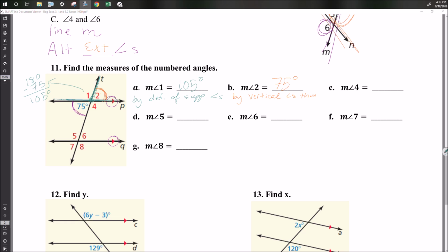Okay. So now, all the other angles in this picture are either 75 degrees or 105 degrees. If I know that angle 1 is 105 degrees, that means angle 4 is also 105 degrees because those are vertical angles.